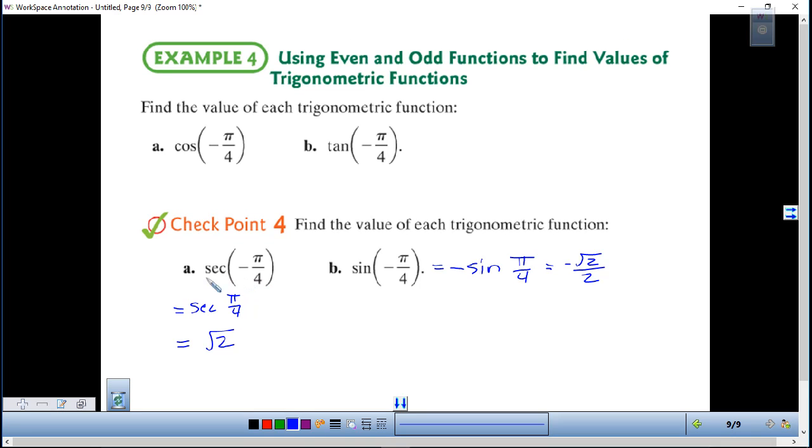All right, so with secant, we know that it's based only on cosine, so it's an even function. So the secant of negative pi over 4 is going to be the exact same value as the secant of pi over 4, which is the square root of 2. Now with our sine function, we know it's odd, so the sine of negative pi over 4 is going to be equal to the negative value of the sine of pi over 4 that we learned just a second ago, which is the square root of 2 over 2. Since it's an odd function, because we're taking the sine of the negative angle, we just throw a negative out front.